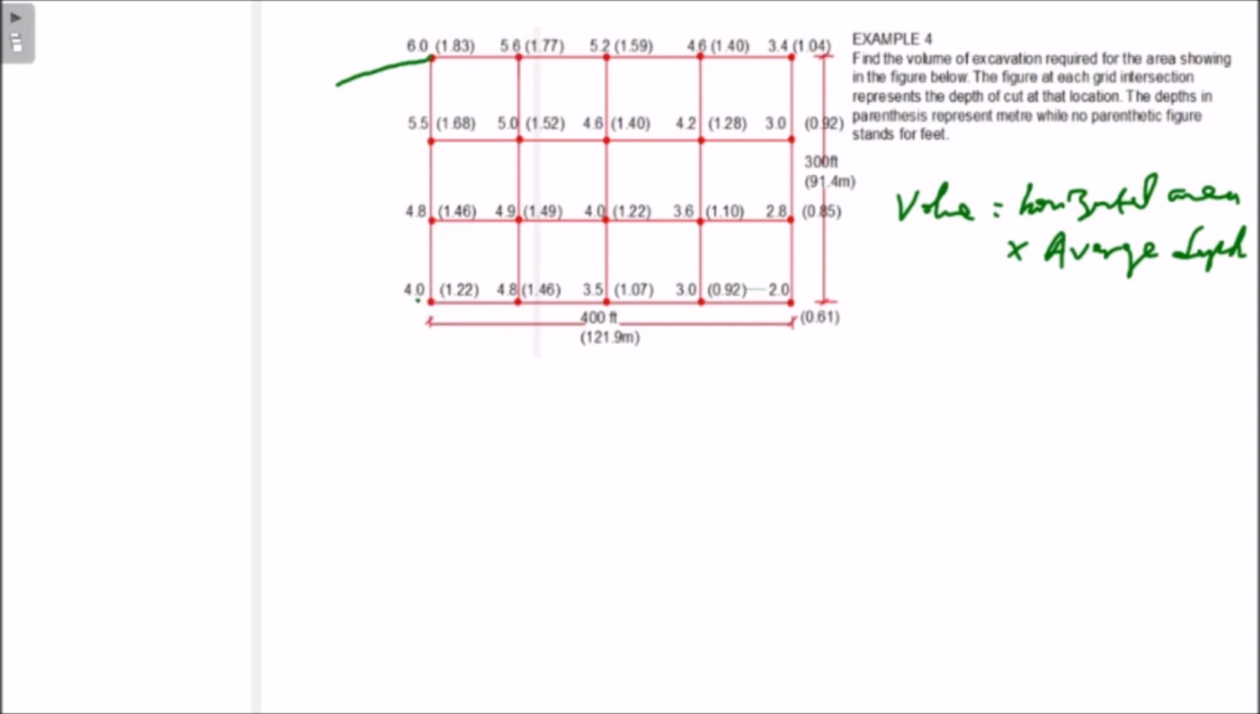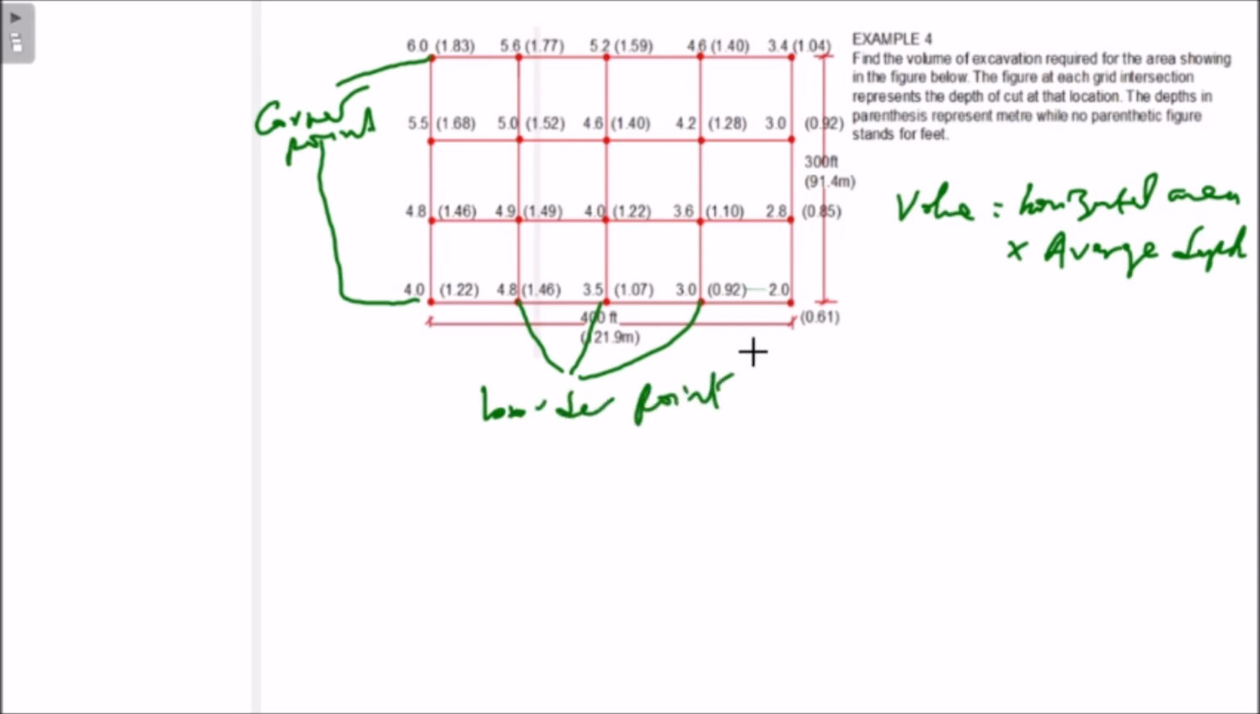The remaining ones make up the border points. Then these ones are the interior points. We call these the interior points.